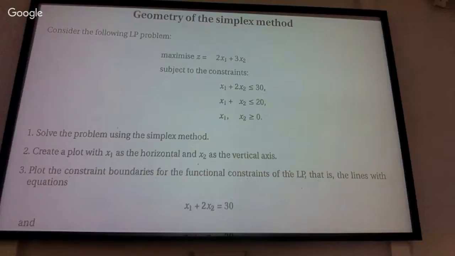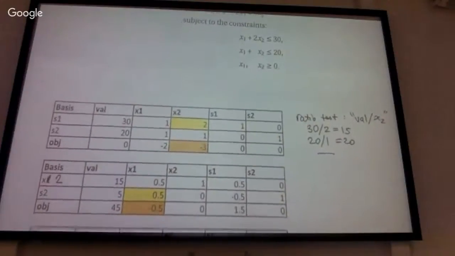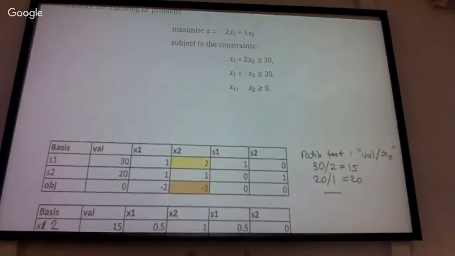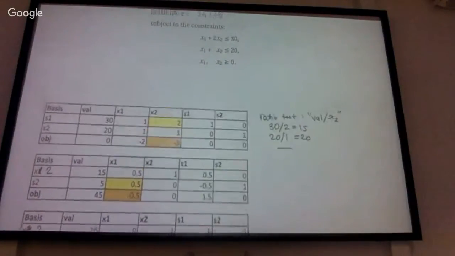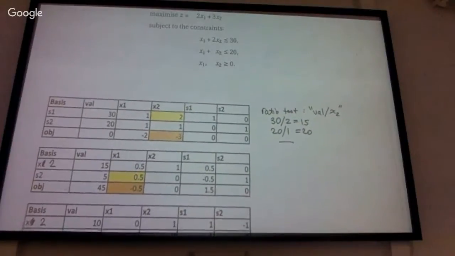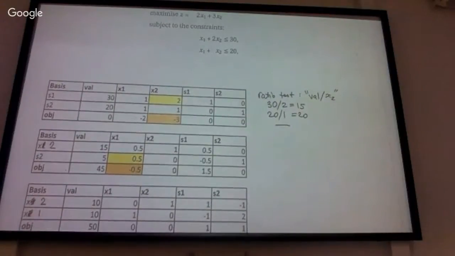Okay, this is the linear programming problem that you were supposed to solve by the simplex method. If you have done so, you would have got these three tableaus. I don't think there's anything surprising there.